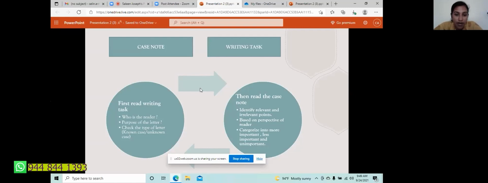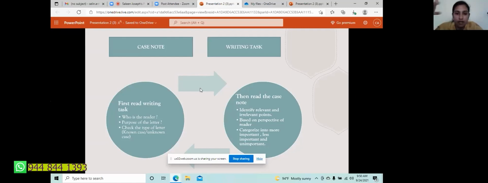Whenever you're getting that 5 minutes, you have to read properly and mark what is the important point, less important point, and unimportant point. The points which are not relevant to the letter should be ignored. So you can use a method like ticking the important points and putting a cross mark on the unimportant points.